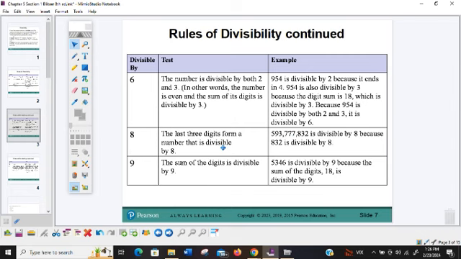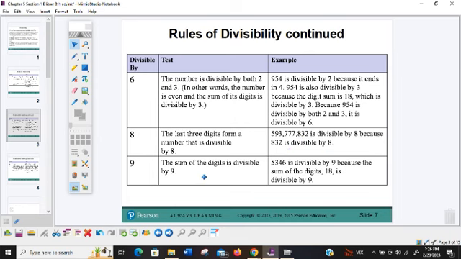8, the rule for 8 is not as convenient as the others. You have to look at the last 3 numbers. So if 8 will go into 832, then 8 will go into the whole number. It goes in a little easily here. 8 goes into 8 one time. It won't go into 3, so you put a 0 there. But it will go into 32, okay? So this one is divisible by 8. You just kind of picture yourself doing long division.